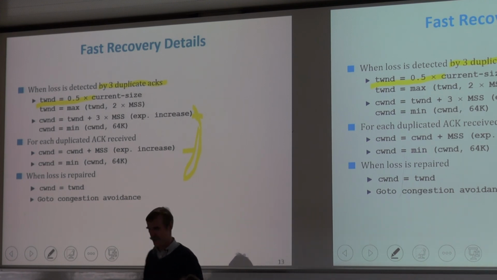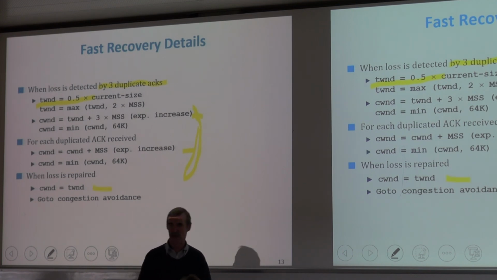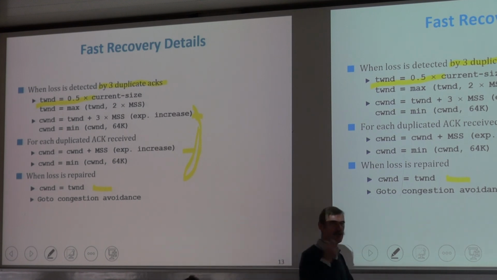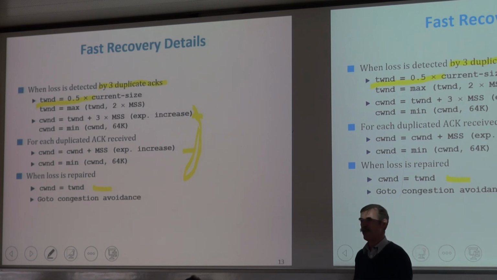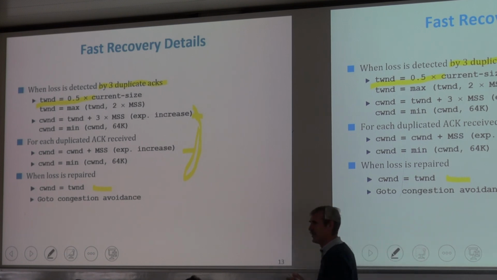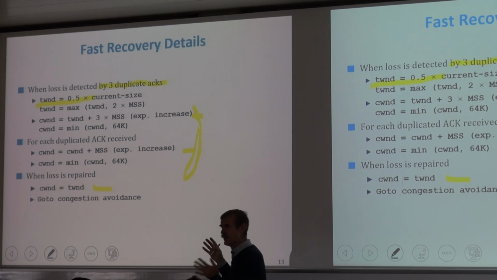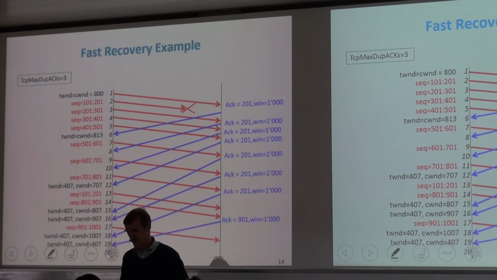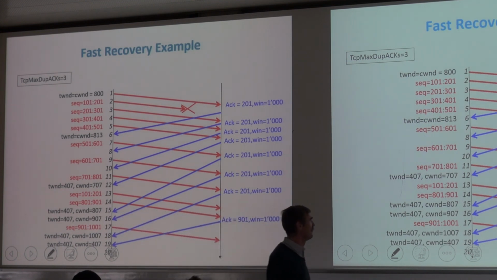And when the detected loss is repaired, we forget about all this and we set the congestion window to be equal to the target window. So it looks like the window is increasing very quickly, but remember that doesn't mean the sending rate is increasing very quickly, because as the window size is large, but we have lost packets in the middle, the actual window that can be used is much smaller than the target window size. That's the rationale. So let's see a small simulation of this.